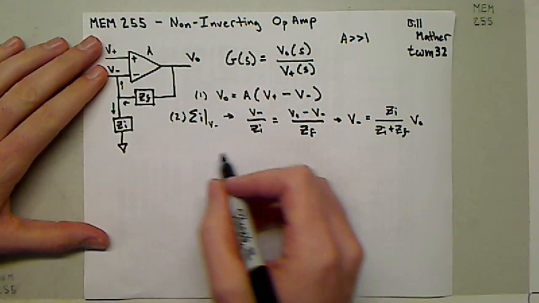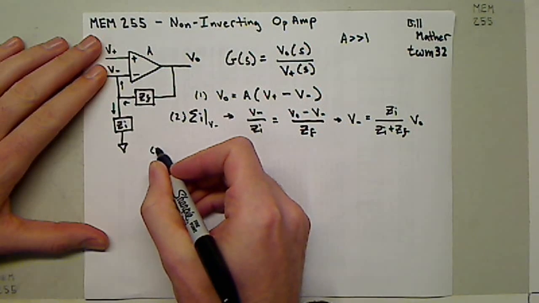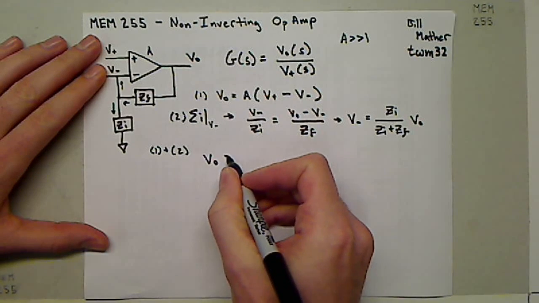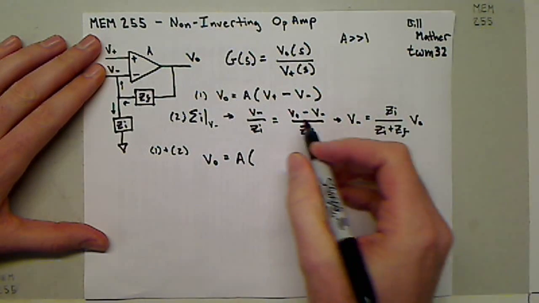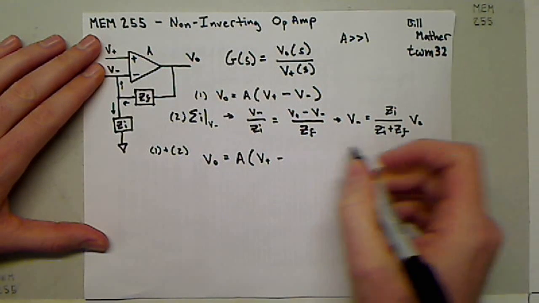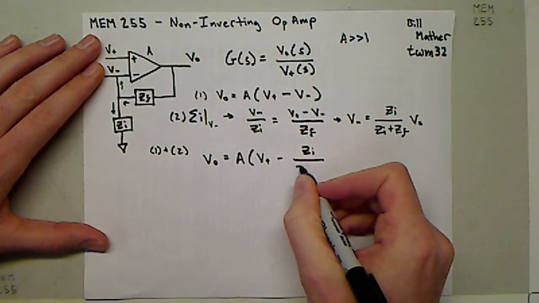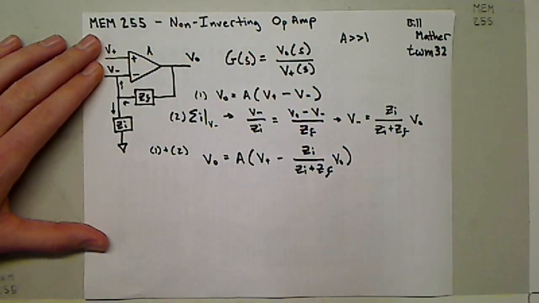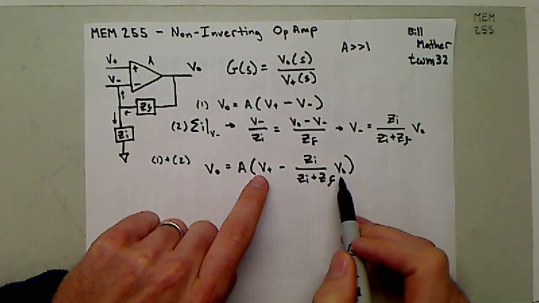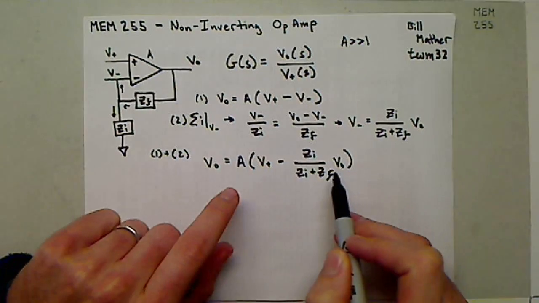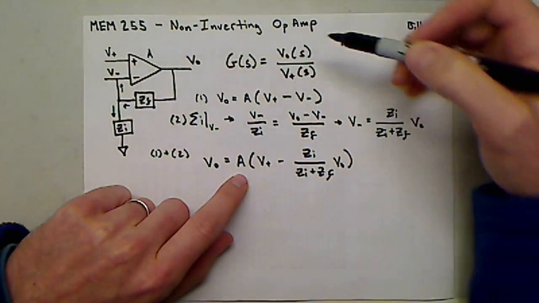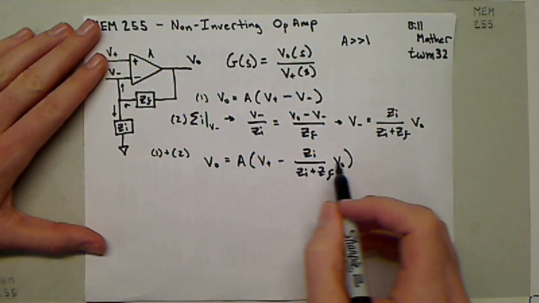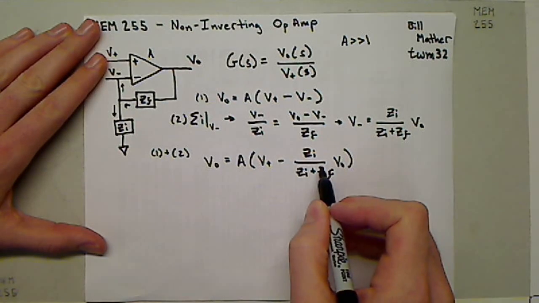So I'm going to combine 1 and 2 to give myself V out is equal to A, this large gain, times (V plus, which is my input node, minus ZI over (ZI plus ZF) times V out). Great, now I have an equation for V plus and V out. So now I can simplify this and eventually get V out over V plus, and that will give me the transfer function, or the gain function G. So I'm going to move V out to this side, and keep V plus on this side.